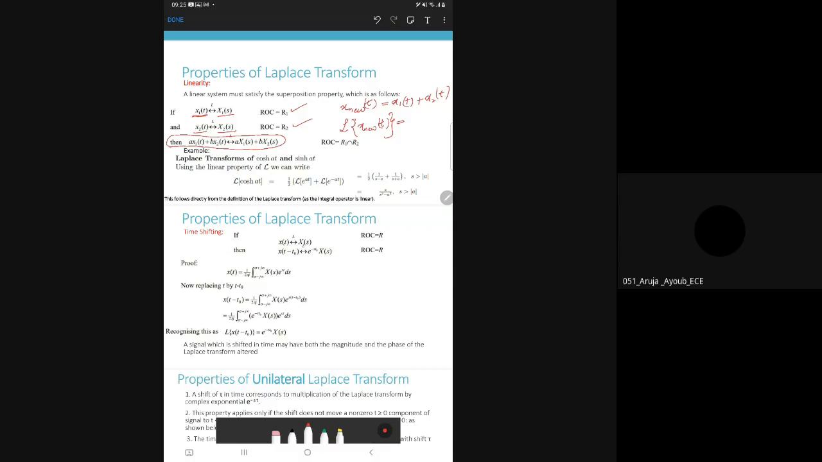If you have a signal which is summation of two signals, now a and b are constants, you can remove them, it's not necessary, a and b are constants, so let us include them here for sake of argument. A times x1 of t plus b times x2 of t makes a new signal, uska Laplace transform hoga individual Laplace transform of each component.